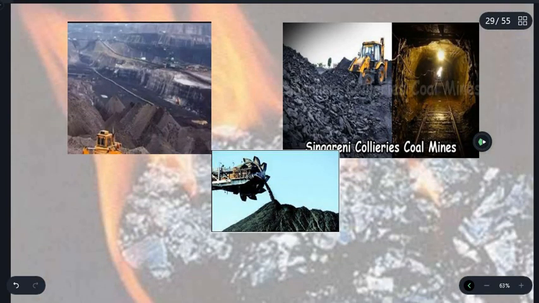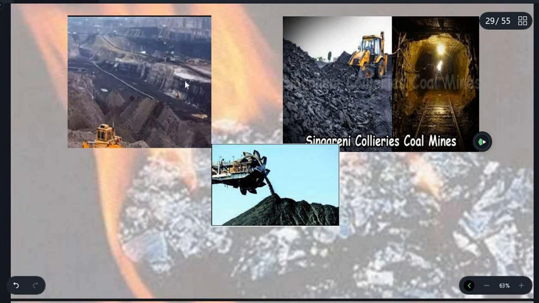So these are the Singarani coal mines. This is also the bituminous coal. Can anyone identify this mining, right? Which mining is this? The left one and the right one, which mines is it? Anyone? This is open cast mining. Are you there with me? Yes sir, this is open cast mining, right? And this one is underground mining. You will see benches there, right? This is called open cast mining.